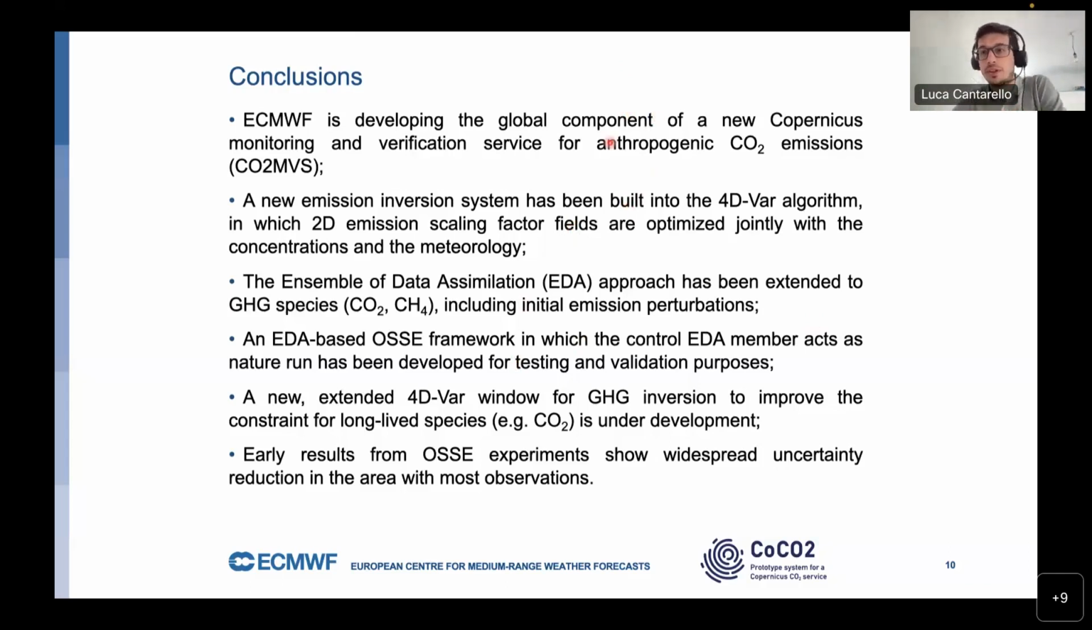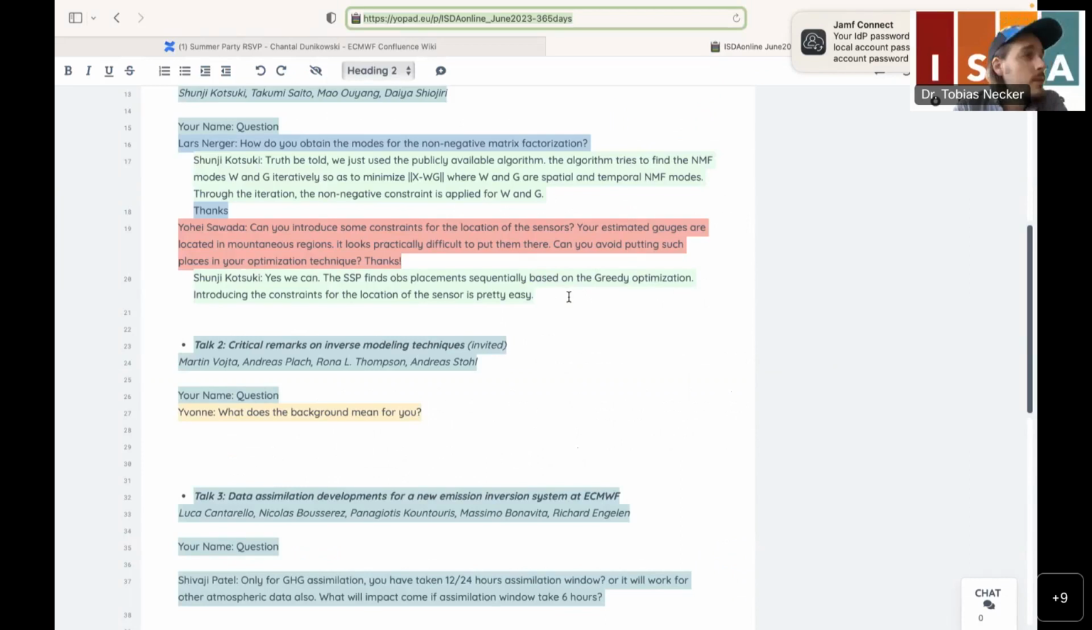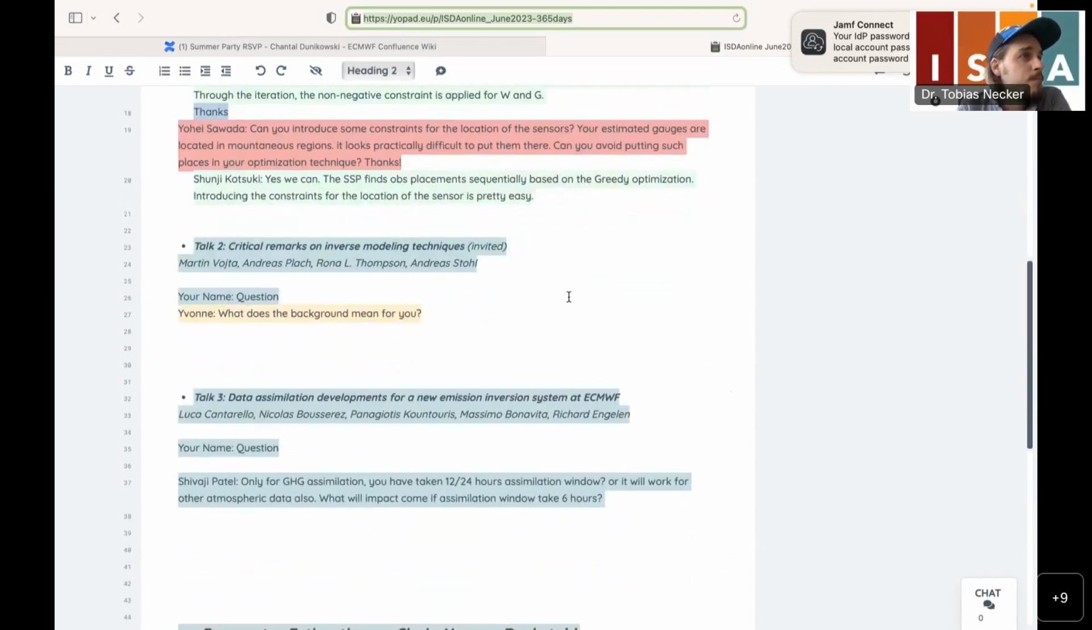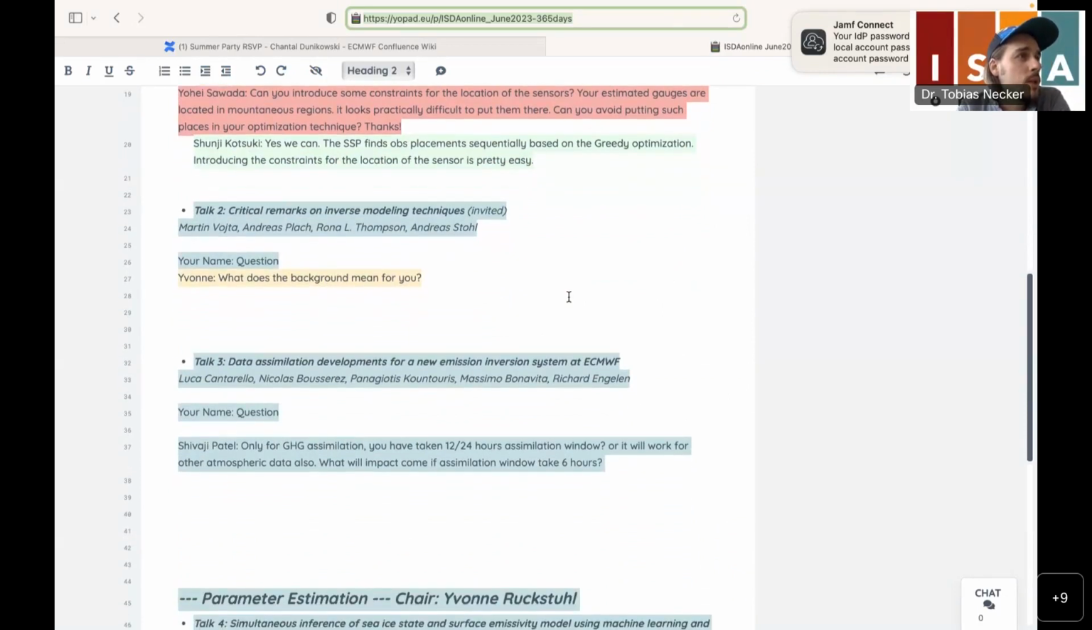Thank you very much, Luca, for this nice overview. And there's already one question in the Oopad by Shivaji Patel. I'm not sure if I understand it correctly. I think the question is about the length of the assimilation window, like 12 or 24 hours. And also, what would be the impact of taking shorter windows of 6 hours? So did you try this?